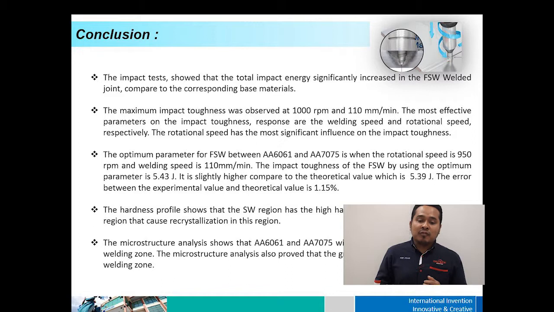The hardness profile shows the stir welding zone has a higher hardness value compared to the other regions, which is caused by recrystallization in this region. The microstructure analysis shows the aluminium alloy 6061 and aluminium alloy 7075 will produce 3 sub-layers at the welded zone. The microstructure analysis is proof that the grain size becomes the finest in the welding zone.